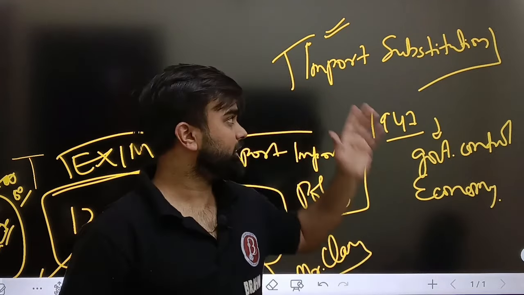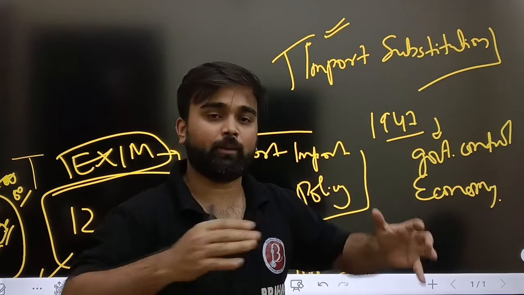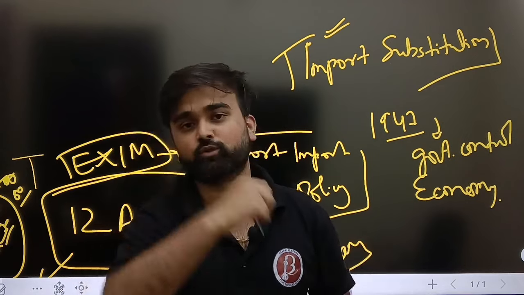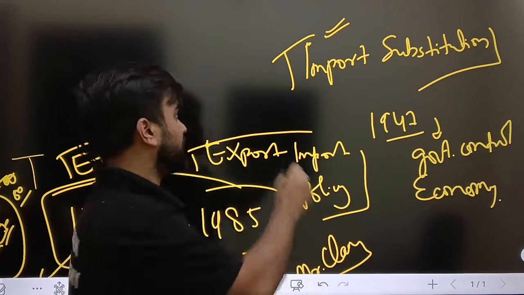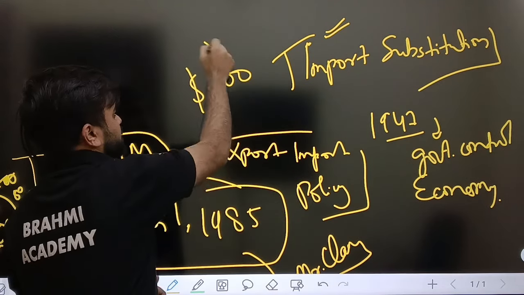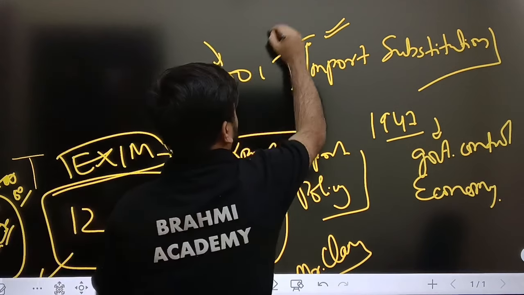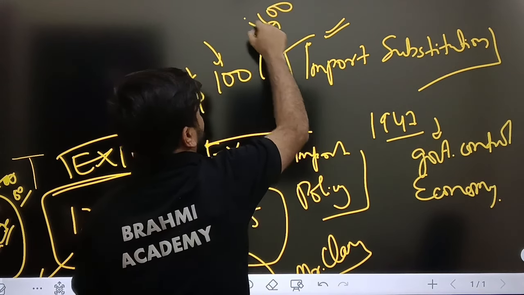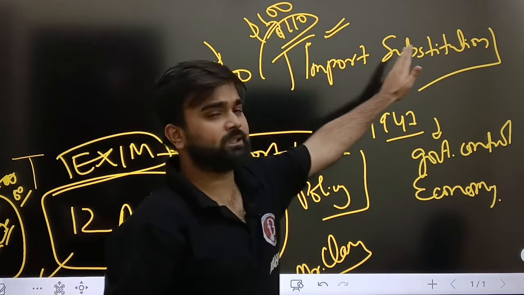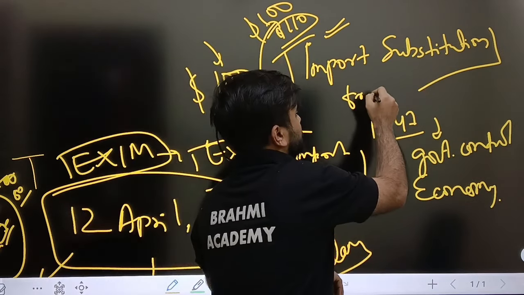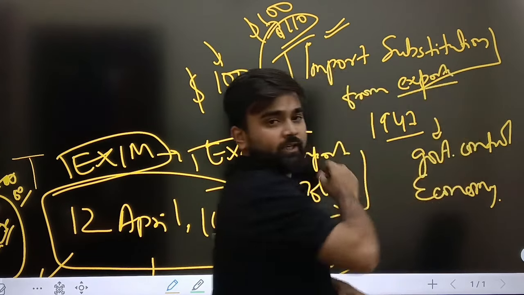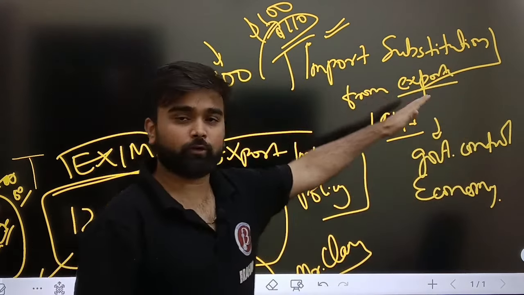So that was all we wanted. We didn't support export of our products because we wanted a closed economy. So we didn't want exports to happen. We just tried to maximize, like, I'm just giving an example, if $100 of import was done to this country, we thought we should only export close to $100 or $110, nothing much, so that our imports could be substituted from our exports. Okay, so this is what import substitution from export is.